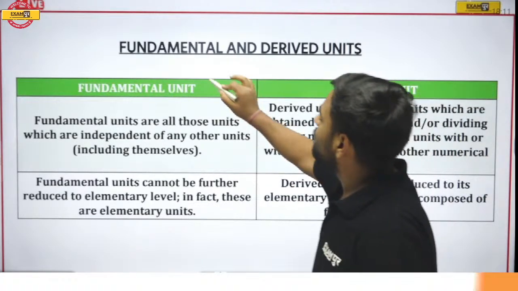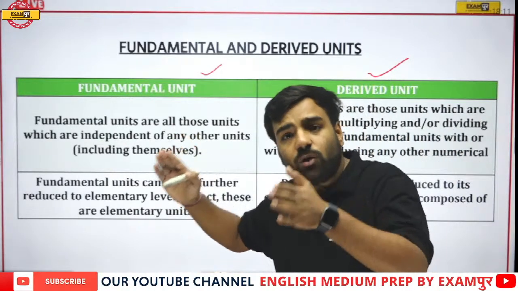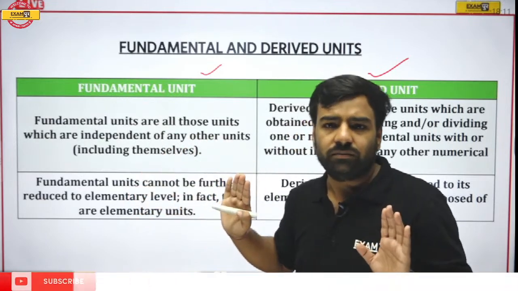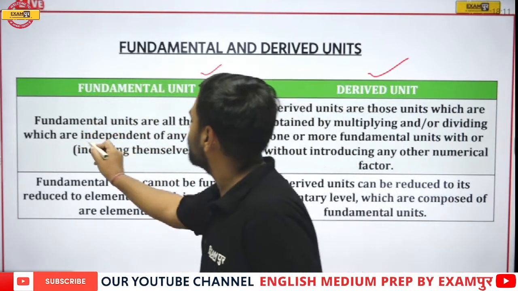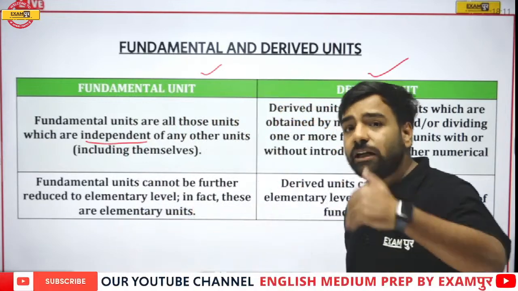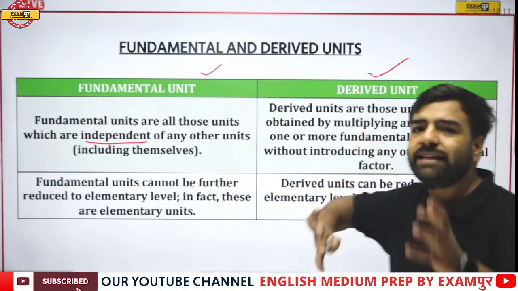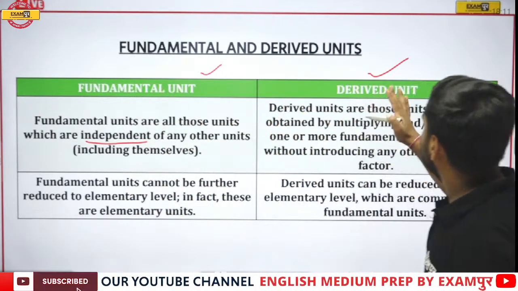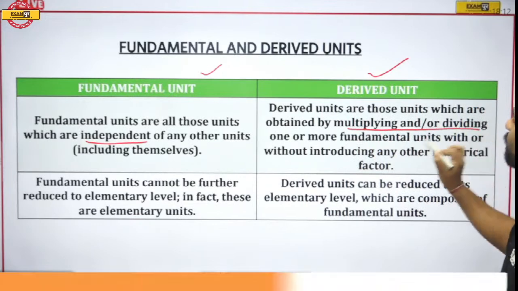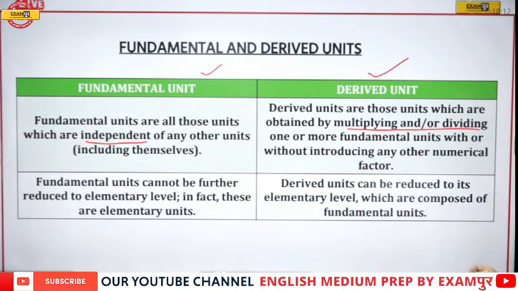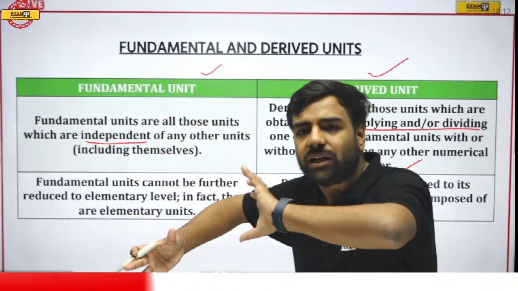Okay. Now we were discussing the difference between the fundamental unit and the derived unit. We have already discussed those units which are not dependent on any other one, that is, they are directly independent. So just have a look. Fundamental units are those units which are independent of any other unit, including themselves. So they are not dependent on anyone. But in the case of derived units, the case is going to be the reverse. That is, these derived units are dependent. So derived units are those units which are obtained by multiplying or dividing one or more fundamental units with or without introducing any other numerical factor. So this is actually the opposite of the fundamental quantity.